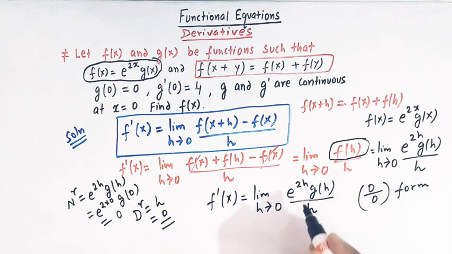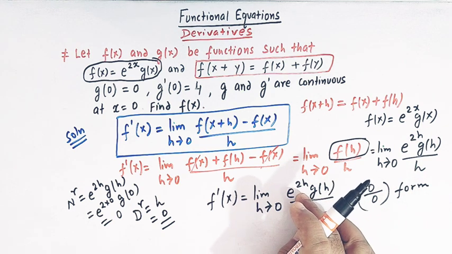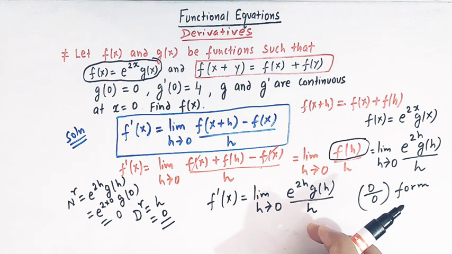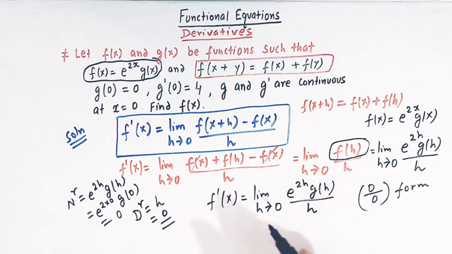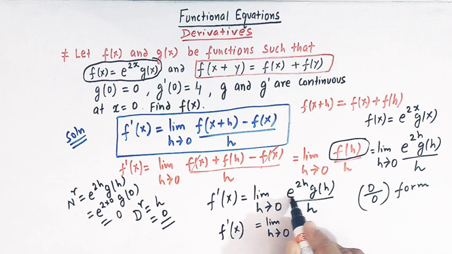So what we will do, we'll differentiate the numerator and denominator with respect to h separately. So we'll separately find out the derivatives. So we have limit h tends to 0. To find out the derivative of the numerator, we'll apply the product rule.